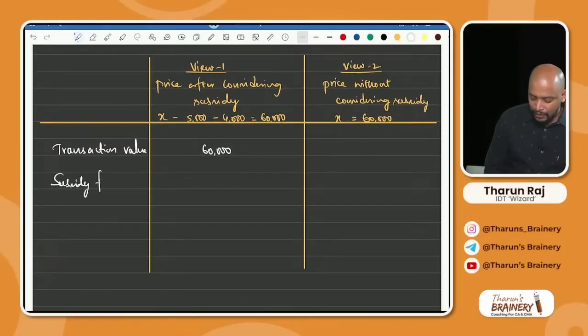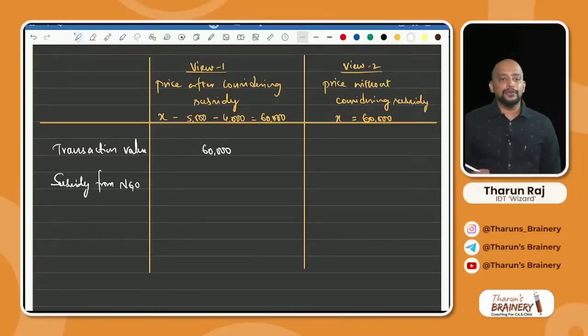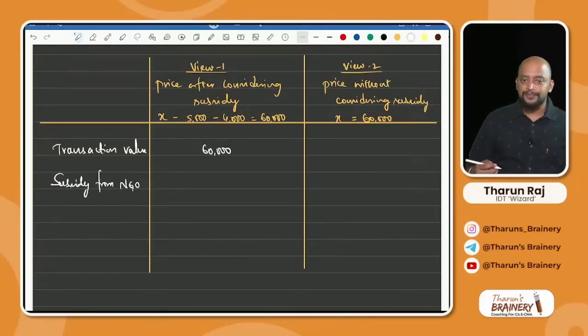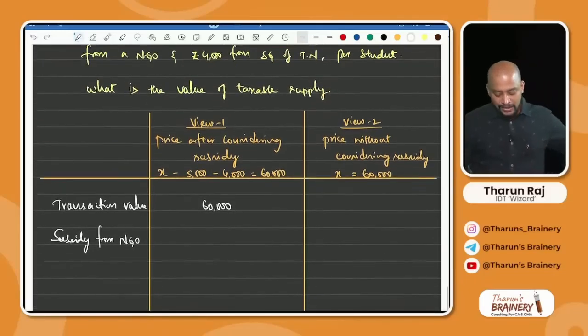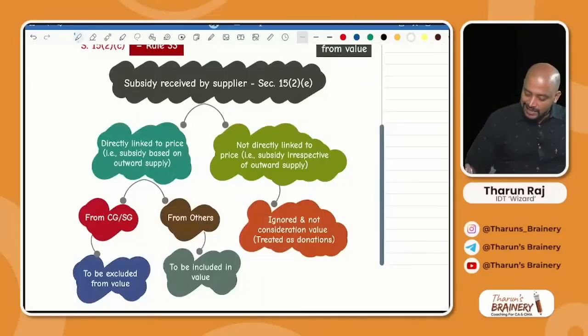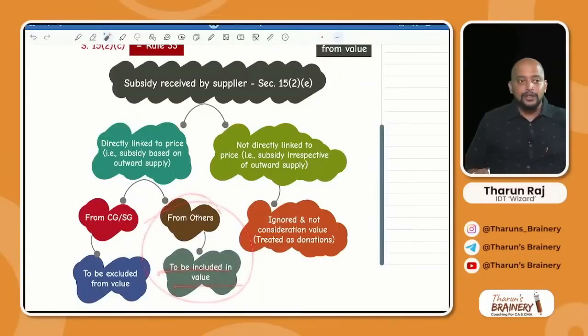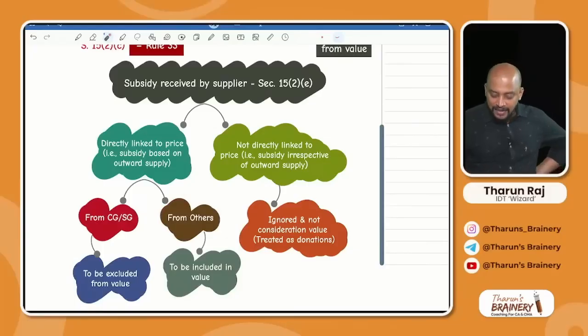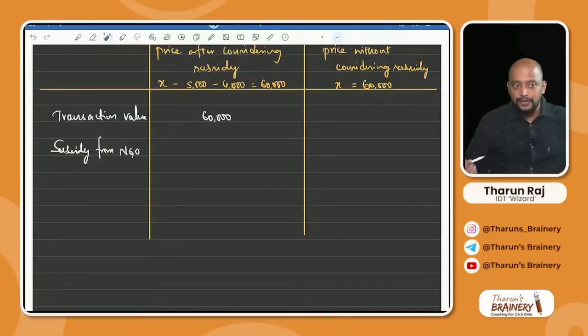Subsidy from NGO to be included or to be excluded? To be included. Subsidy from NGO is to be included. In the given price it is excluded. So therefore we need to include, simple. So subsidy from NGO as per provision, is it from CGST or is it from others? It is from others. So therefore to be included in the value. And in the given price, it is already included or not included?